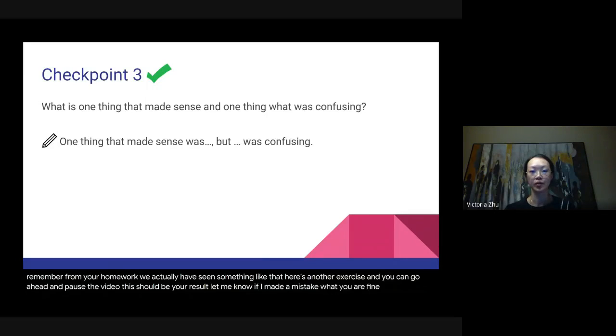We're to our final checkpoint now. What is one thing that made sense to you and one thing that was confusing? Go ahead and write that down. Here's a sentence starter for you. One thing that made sense was, but was confusing.